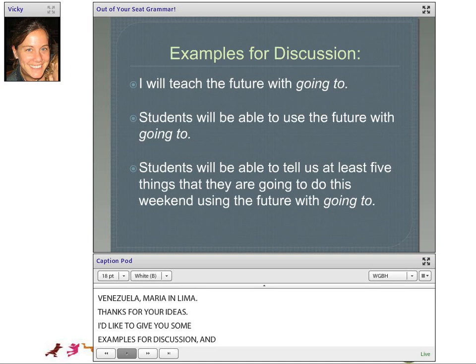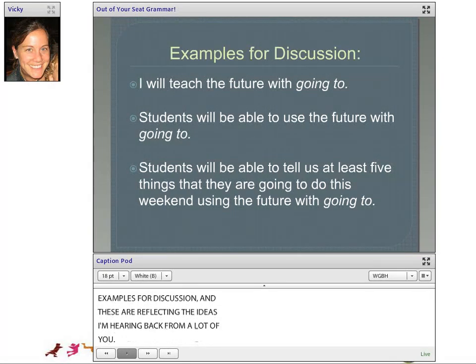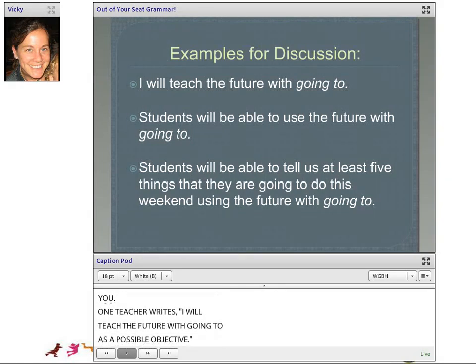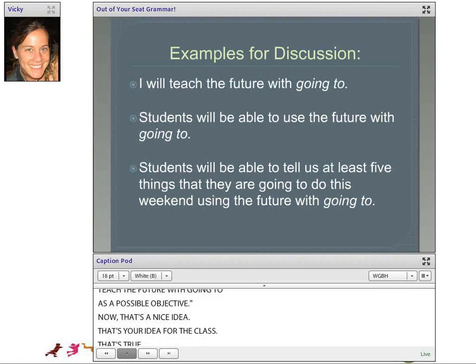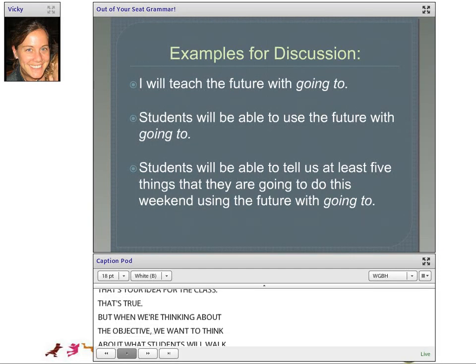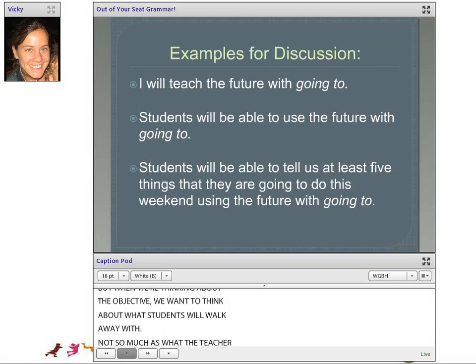One teacher writes, I will teach the future with going to as a possible objective. Now that's a nice idea. That's your idea for the class. That's true. But when we're thinking about the objective, we want to be thinking about what the students will walk away with. Not so much what the teacher will do, but what will the students be able to do by the time they leave the class.